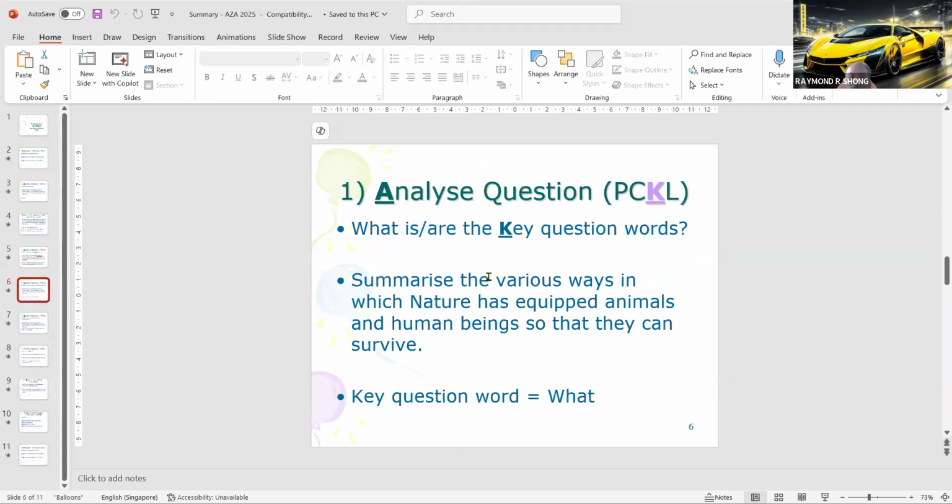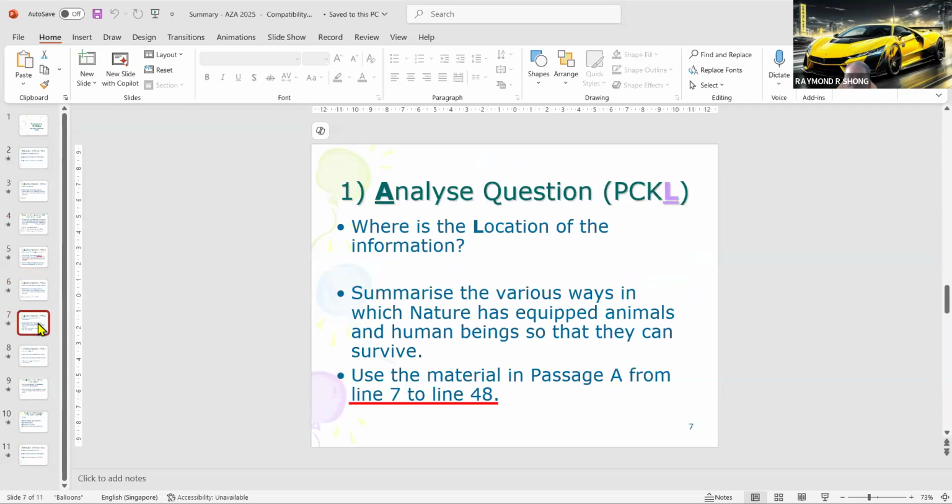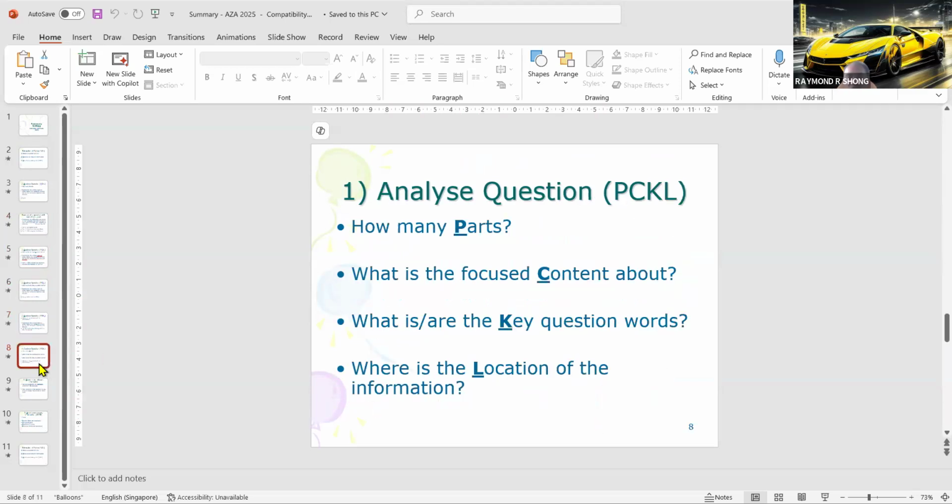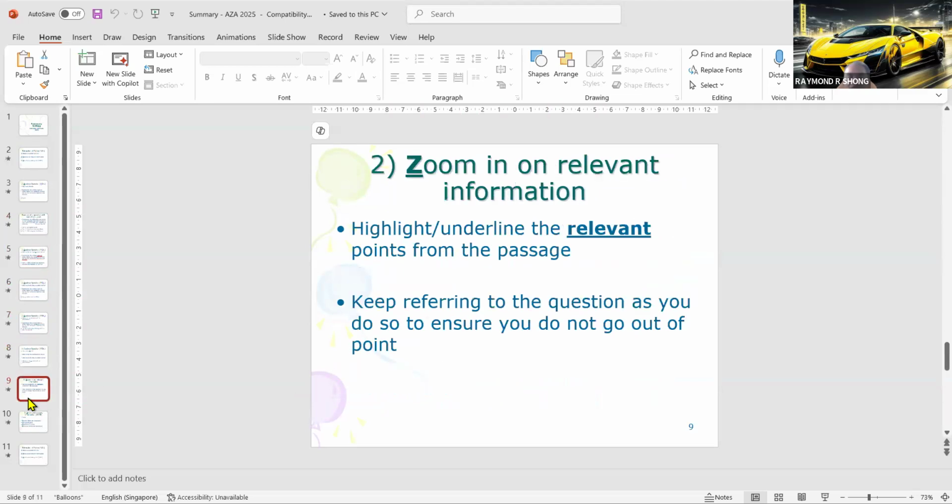Next, we talk about the key sentence, the keywords they're going to use. And of course, which line or which paragraph, for example paragraph 4 to 5, 6, or something like this. So this is how you analyze summary questions. And Z is to zoom in on the relevant information to find out the points.